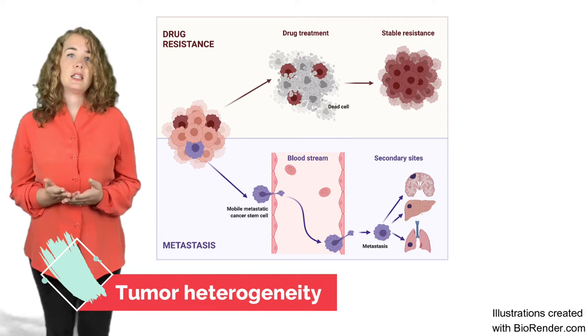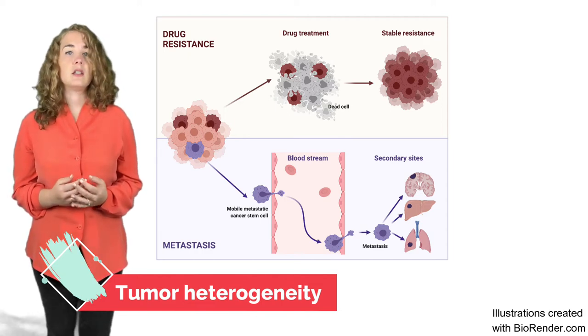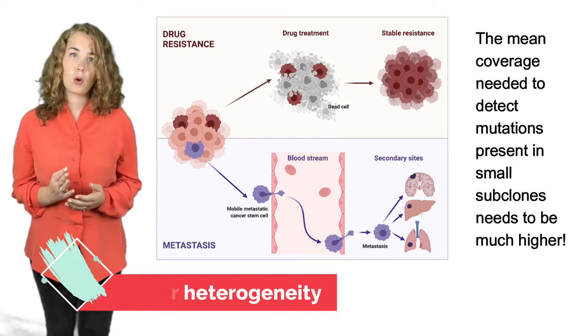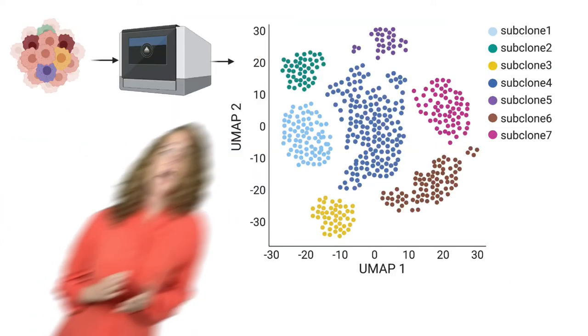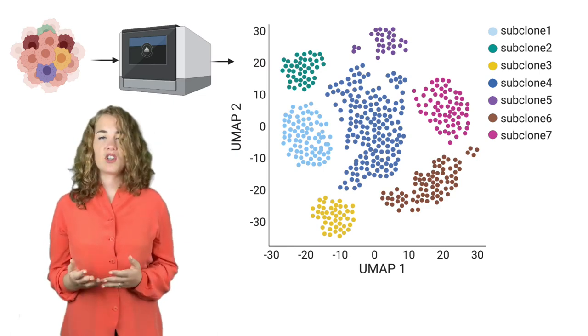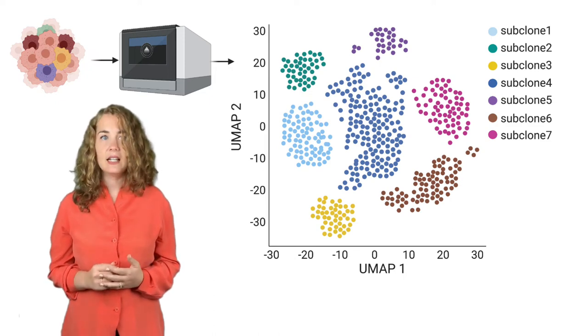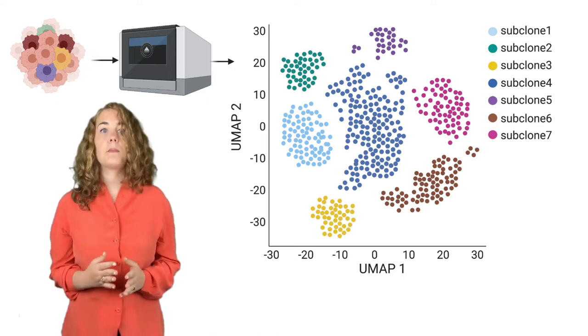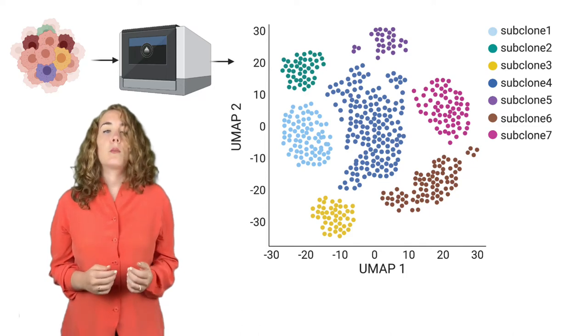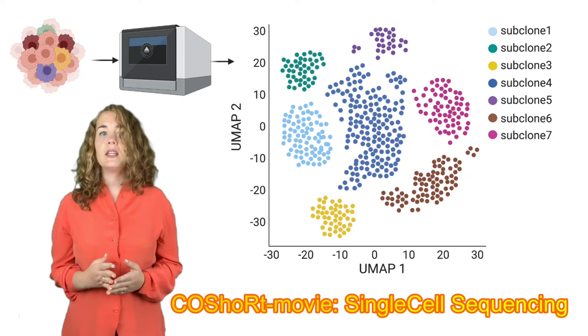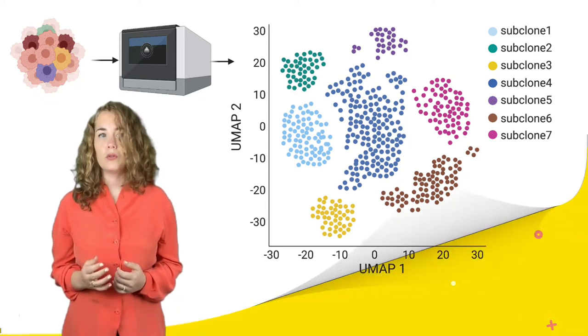Since the actual probability to sequence lowly represented DNA species in bulk DNA is proportional to the sequencing depth, the mean coverage needed to detect the mutations present in small subclones needs to be much higher. A powerful approach to overcome these challenges is to study solid tumor samples at the single cell level, to identify and characterize the subpopulations of cells. For a more comprehensive view on single cell techniques, you can watch our dedicated single cell short movie.